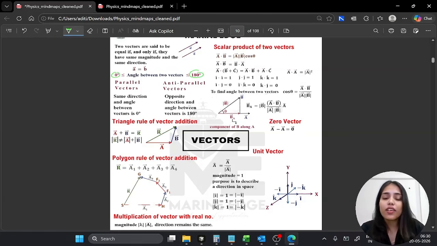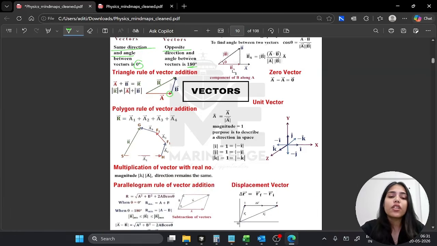So we have parallel vectors and anti-parallel vectors. What are parallel vectors? They have the same direction, and the angle between the vectors is 0. Anti-parallel vectors have opposite directions, and the angle between them is 180 degrees. Now, whenever we talk about vector addition, we use the triangle rule of addition. So we have vector A and vector B. Notice this: the beginning of vector A coincides with the end of vector B. So A plus B will always result in vector C.